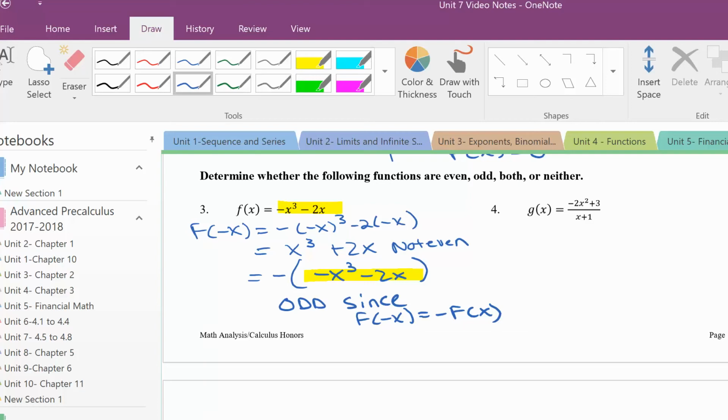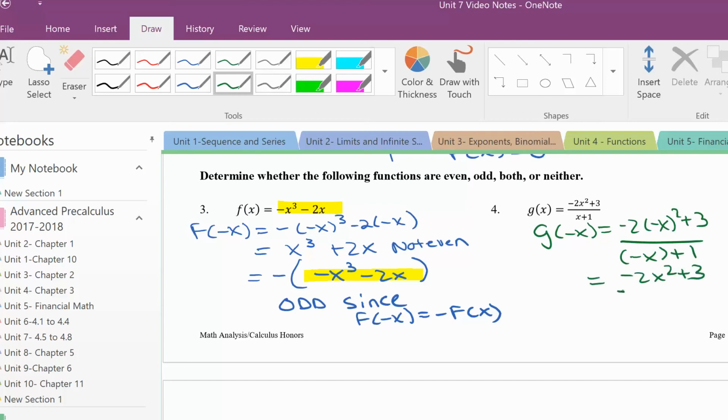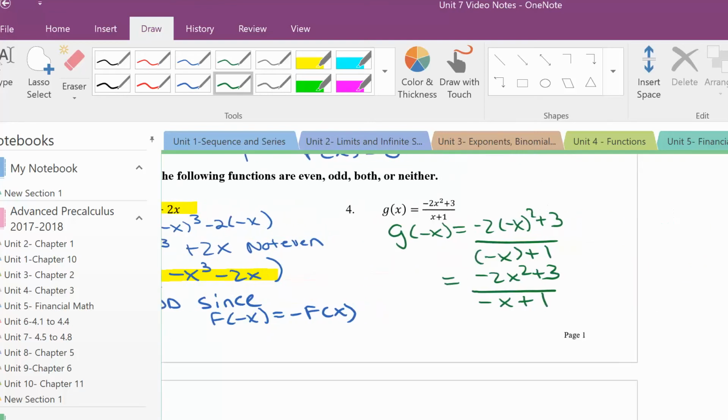For this one here, notice if I put a negative x in, notice I get negative 2x squared plus 3 over negative x plus 1. So I know now that it is not even.